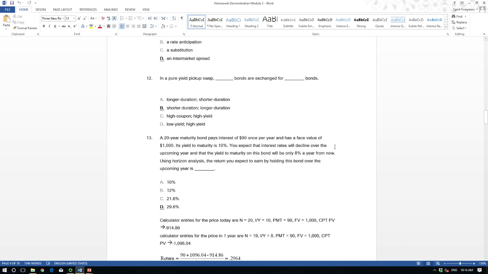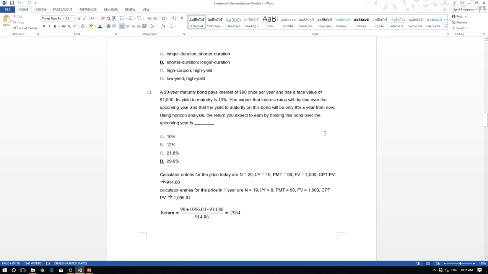Number 12, in a pure yield pickup swap, what bonds are exchanged for what kind of bonds? Right? If you want to pick up a higher yield, you have to bear more risk. Bearing more risk means bond portfolio should have higher duration. So answer here is B. You move from shorter duration bonds to longer duration bonds in order to pick up extra returns. Answer is B for number 12.